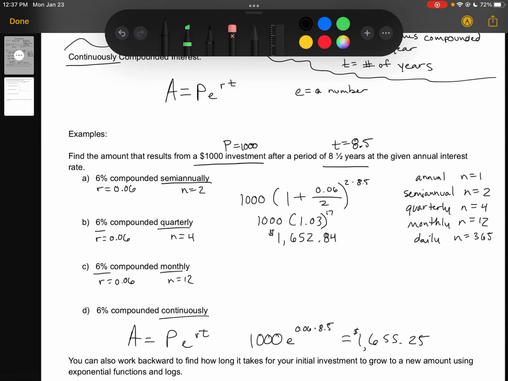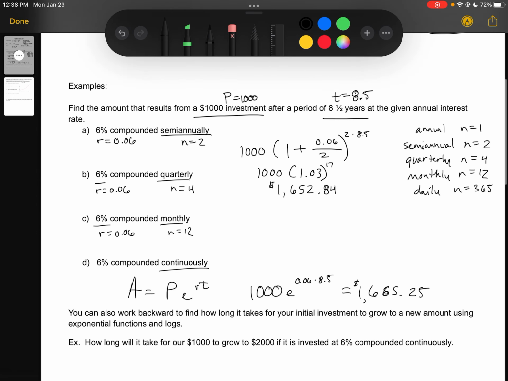So pretty good in terms of getting a little bit more money out of the bank here with a continuous interest rate. But we're going to see all these, they don't really differ too much from each other. They're all within the same ballpark of where they were. And I wrote this down, I'm sorry, 16.65, not 55. So about $13 more if it is continuous interest.